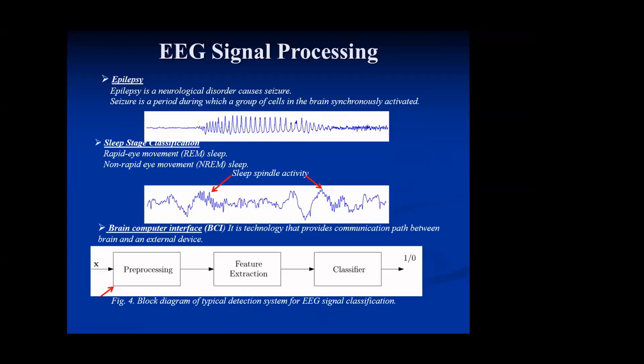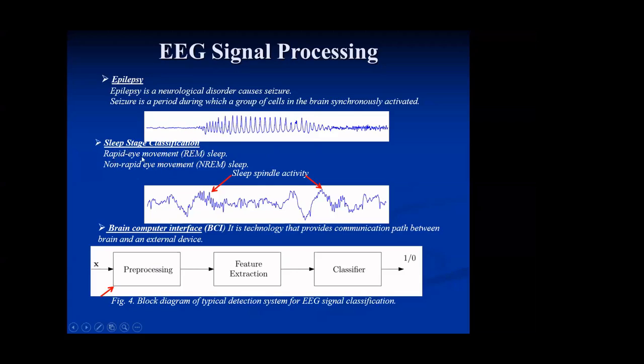Then I'll discuss the second signal, which is EEG signal processing. EEG is very important for detection of epilepsy. Epilepsy is a neurological disorder which causes seizures, so the person will lose consciousness. Whenever a seizure comes, this type of EEG will be recorded. And in some cases, this EEG can be used for sleep stage classification. This is rapid eye movement.